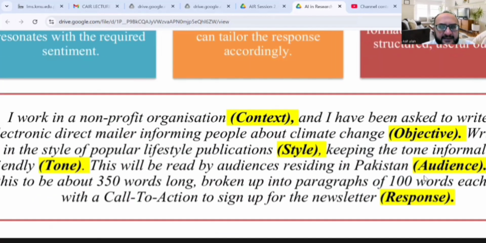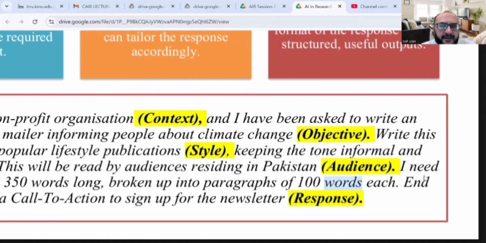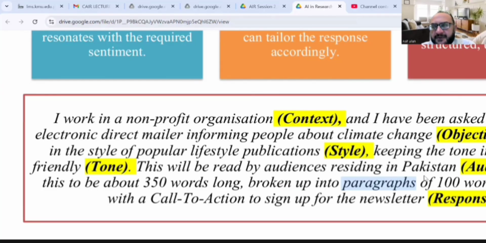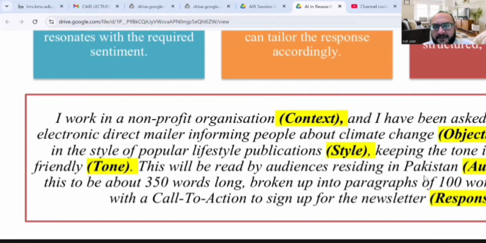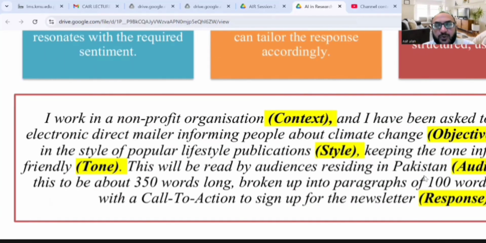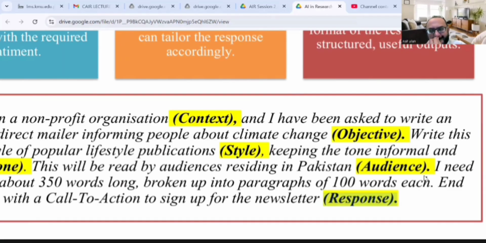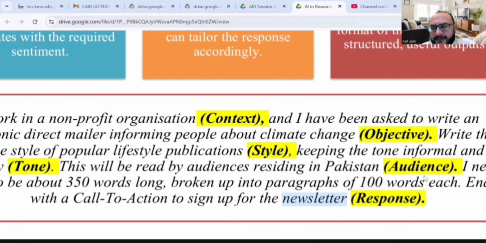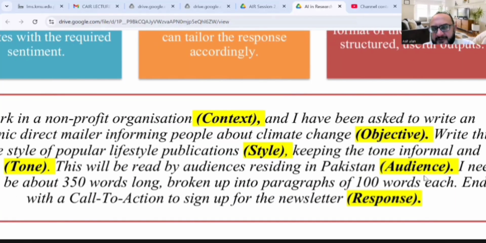So here's an example. I work in a non-profit organization, that is the context, and I have been asked to write an electronic direct mailer informing people about climate change, the objective. I write this in the style of a popular lifestyle publication, keeping the tone informal and friendly. This will be read by an audience residing in Pakistan. I need this to be about 350 words long, broken up into paragraphs of 100 words each, and with a call to action to sign up for the newsletter. That is the response.